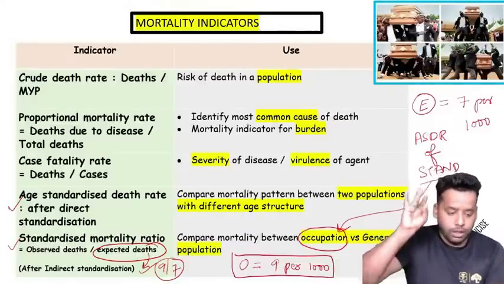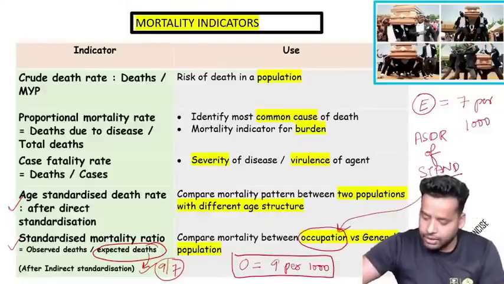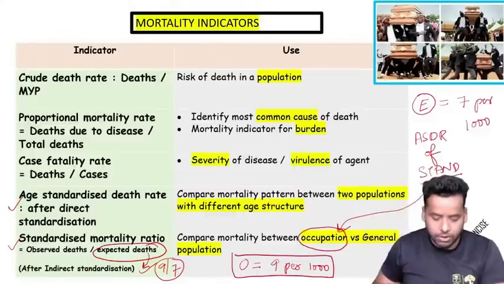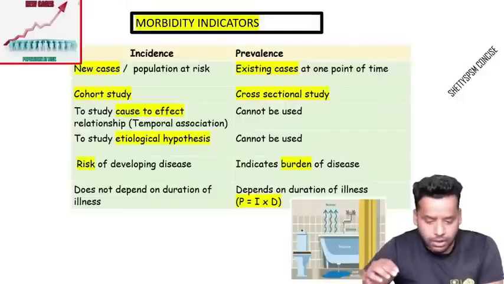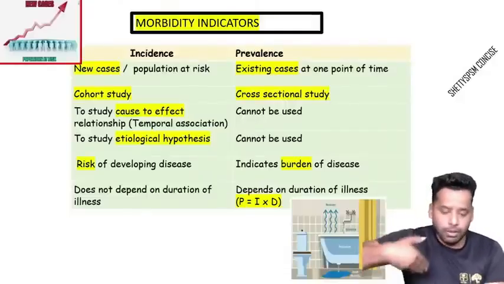Listen, the five mortality indicators we discussed in this slide. Tell me yes or no. Yes sir, good. 6:15, 15 minutes for mortality indicators. We are on time, good.